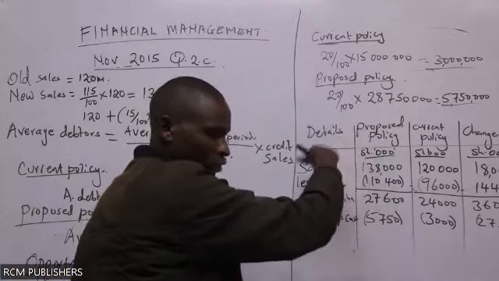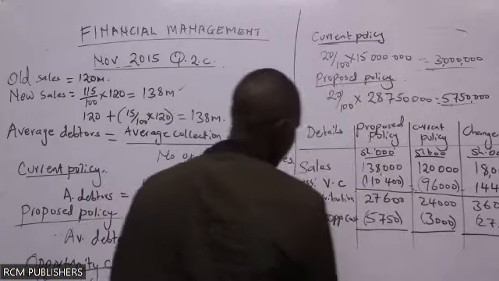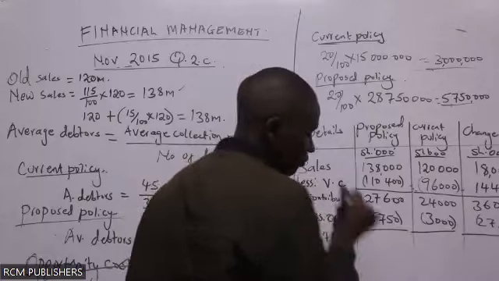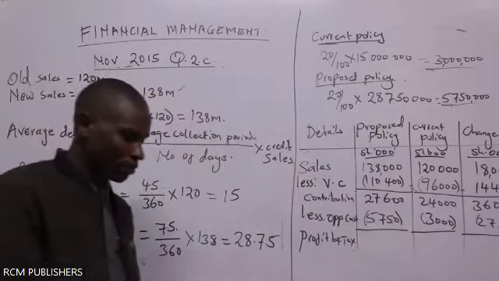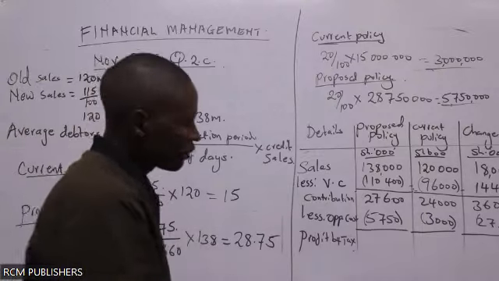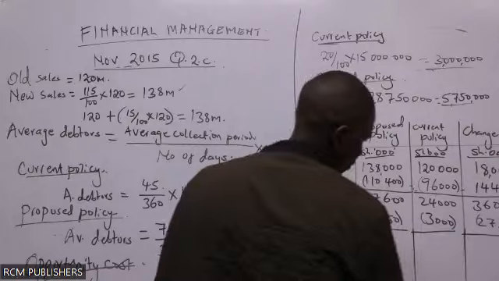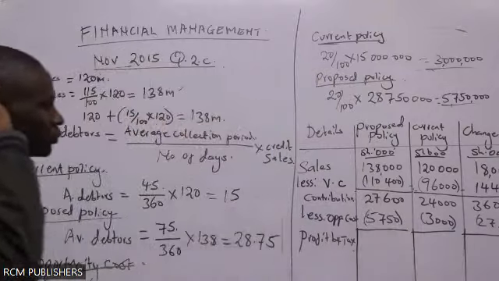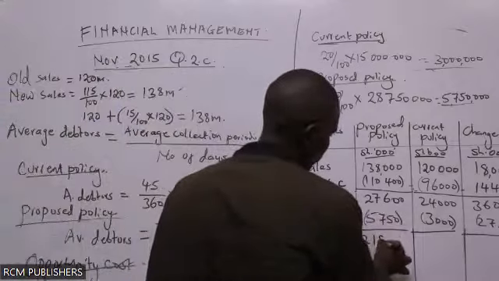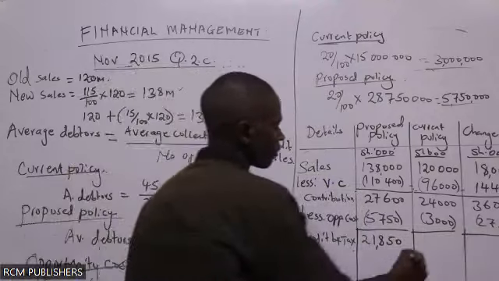So we are dealing with the contribution. So I'll get my profit before tax. Give me the profit before tax for the proposed policy. Ngapi? Anachukua tu hiyo 27,600 na toa 5750. 21,850. How about the other one is 21,000.